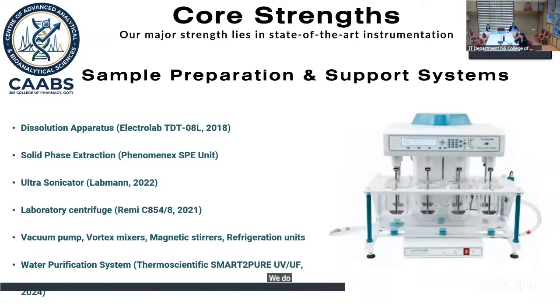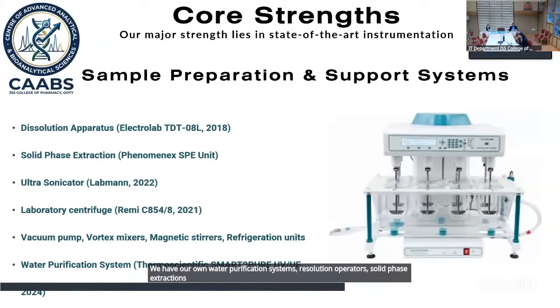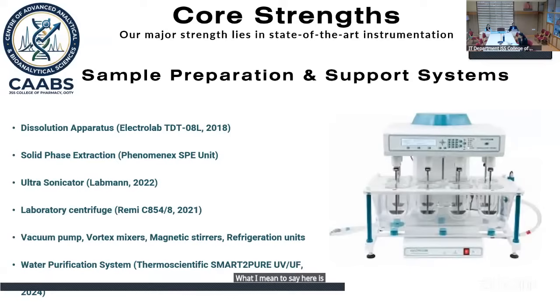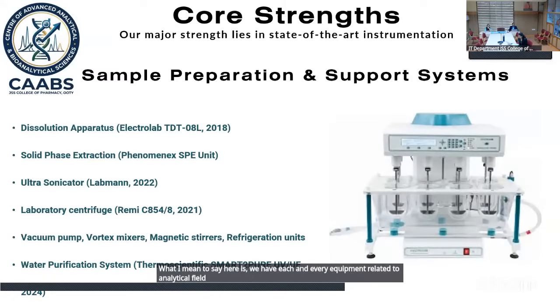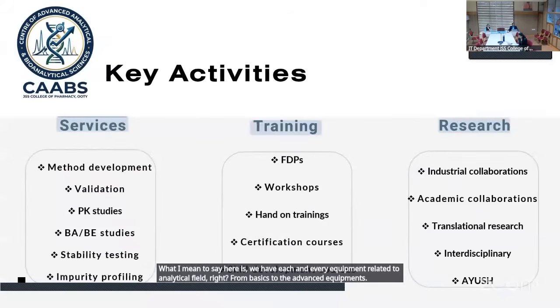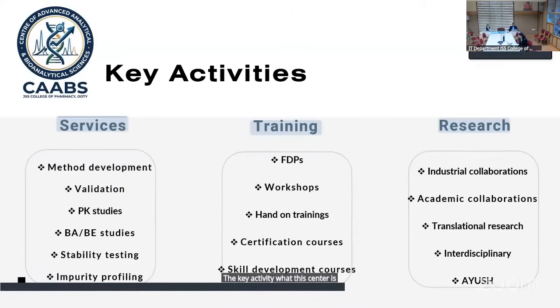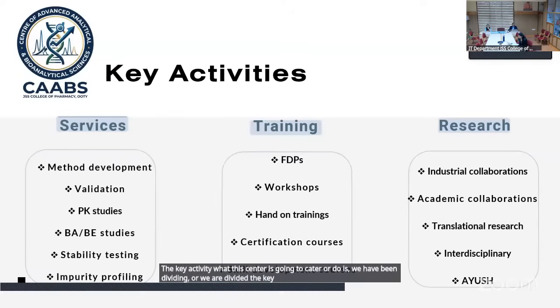We do have sample preparation and support systems. We have our own water purification systems, dissolution apparatus, solid phase extractions, ultrasonicators, and other equipment. What I mean to say here is we have each and every piece of equipment related to the analytical field, right from basics to the advanced equipment. The key activities of this center are divided into 3 pillars.